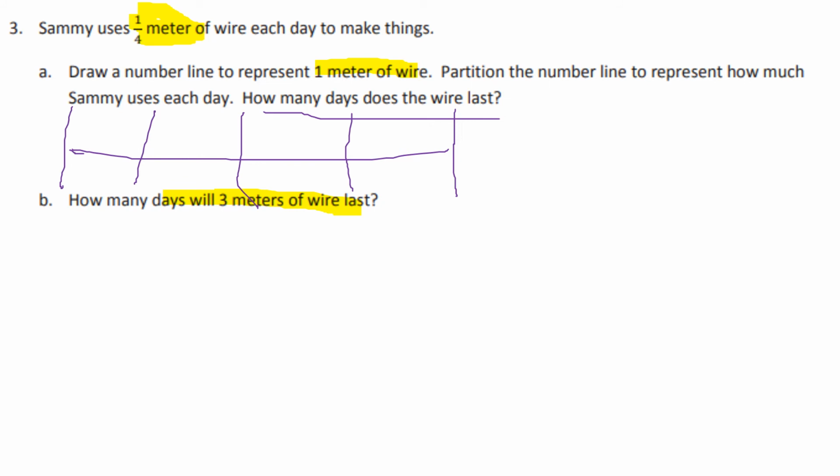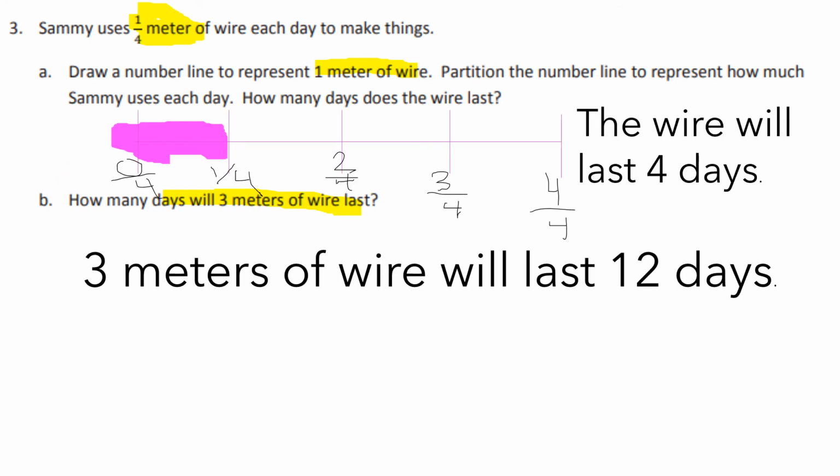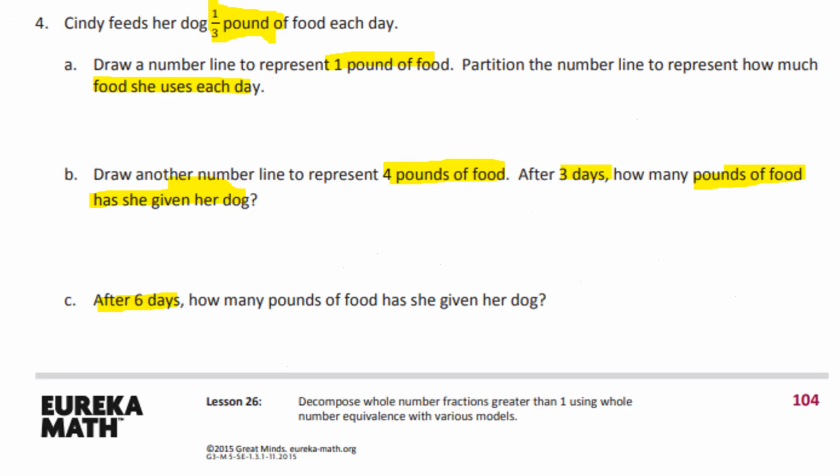All right, and I am going to go over the answers. If you need more time, just press pause. So here you can see we're going over the answer. So I said the wire will last 4 days. As you can see, I partitioned it and I drew in my units. And for part B, it says how many days will 3 meters of wire last? I said 3 meters of wire will last 12 days. And we know this because we have started learning that we could just do 4 times 3 because we want 3 meters. We already know one wire lasts 4 days, and 4 times 3 equals 12. So now I'm going to go on to our last problem.